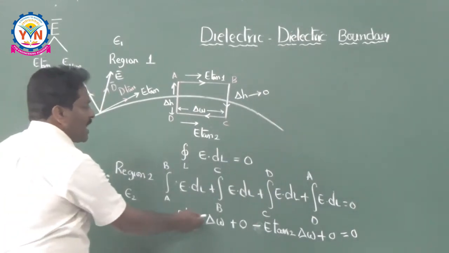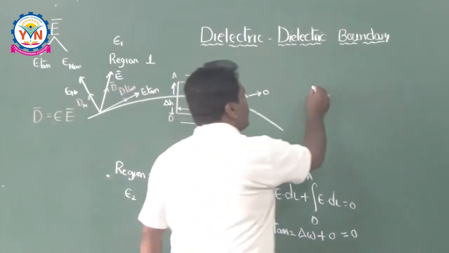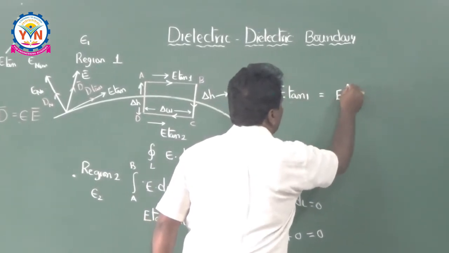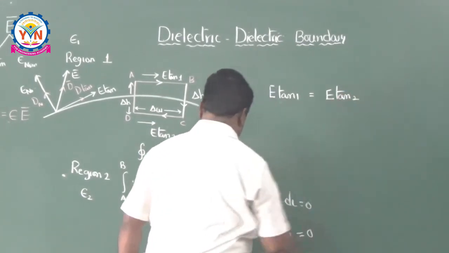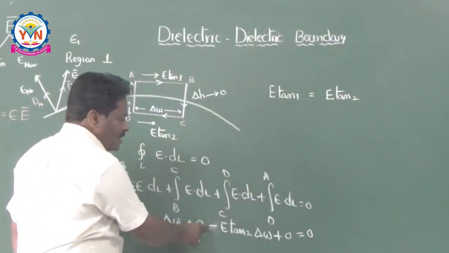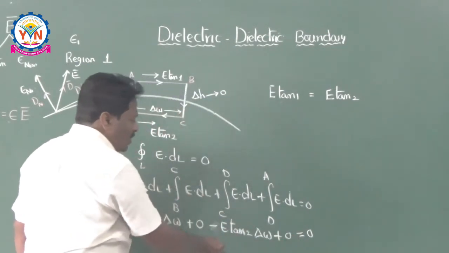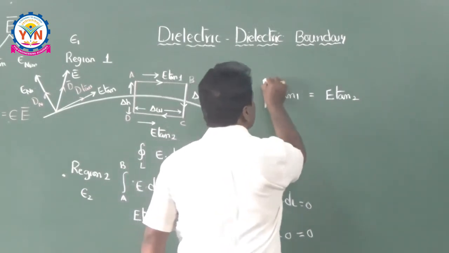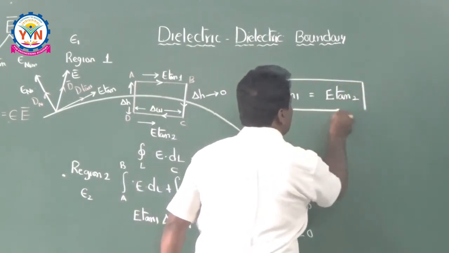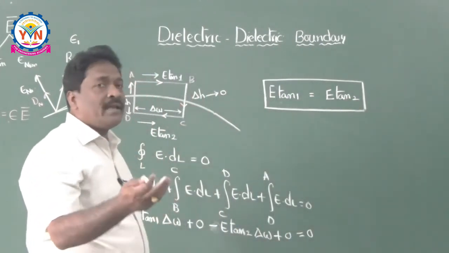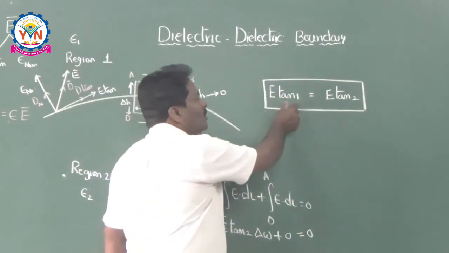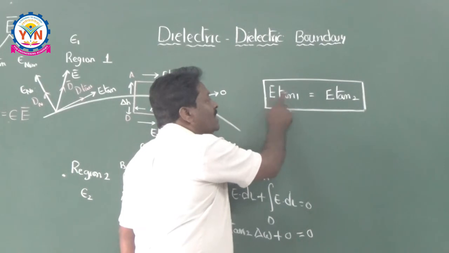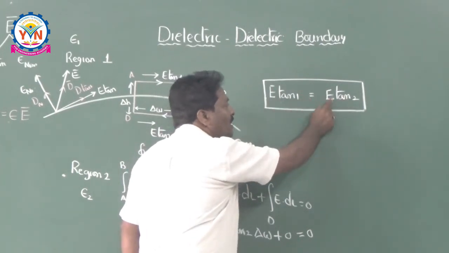So from this equation, happily you can write down E tan 1 is equal to E tan 2. This is nothing but the boundary condition, because E tan 1 into delta W minus E tan 2 into delta W is equal to 0 means you can cancel delta W here. So E tan 1 is equal to E tan 2. This is the first boundary condition for the dielectric to dielectric interface. What is the meaning of this? Tangential component of E in the first medium is equal to tangential component of E in the second medium.